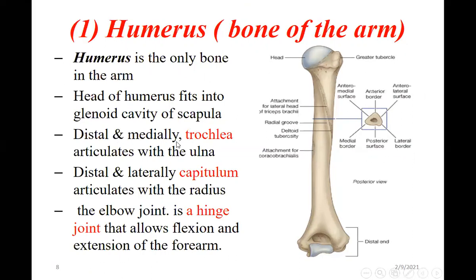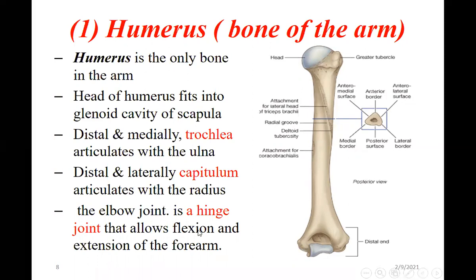Distally and medially, the trochlea articulates with the ulna. So here, if you see the lower part, this part is called the trochlea, and this is called the capitulum. So the distal and medial part, the trochlea, articulates with the ulna. Below will be the ulna bone, the bone of the forearm. We'll talk about that. Then distally and laterally will be the capitulum, which articulates with the radius.